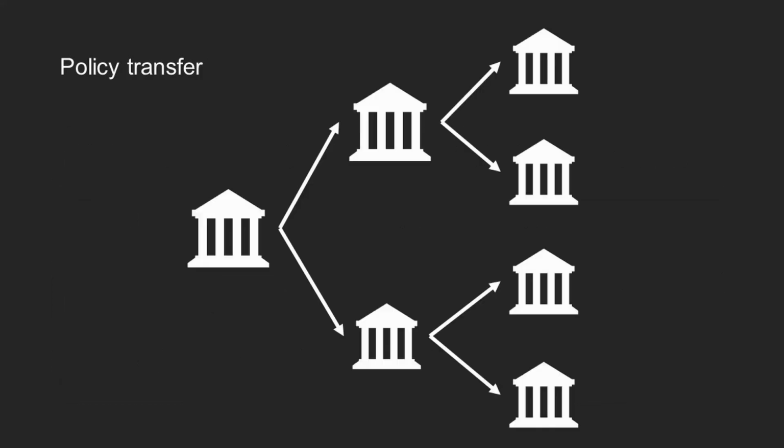You have policy transfer, which is basically the situation where one institution, let's say the Swiss government, implements something, and then the German government and the Italian government implement the same thing because they see that it works in Switzerland, and they basically replicate this.